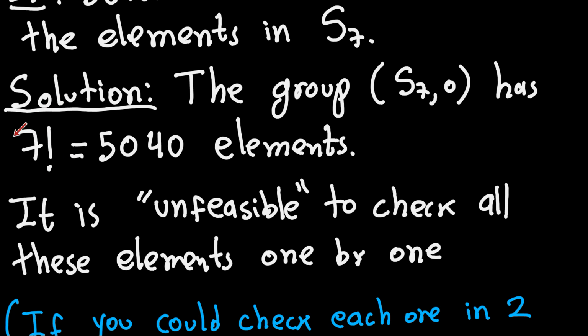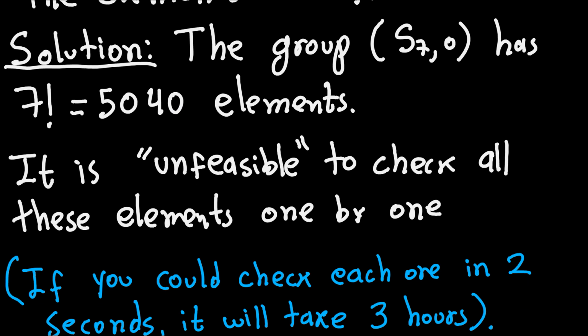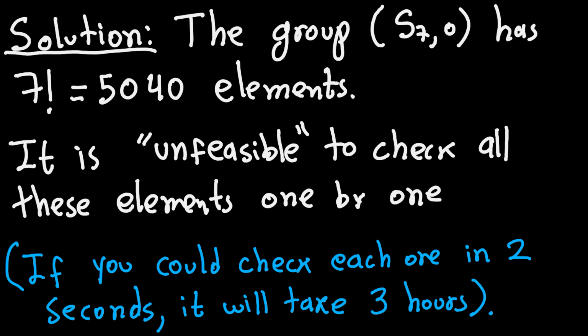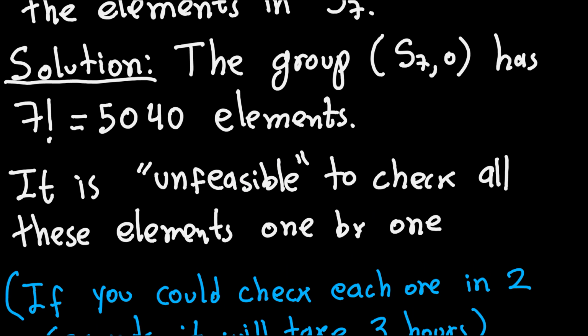And if you simplify this, it gives you this number here. So this group has this many elements. That's quite a lot of elements. It is unfeasible to check all these elements one by one. What I mean by unfeasible is, if we do this by hand, imagine having to check every single element of S7 and then find the order of that element. That would be unfeasible by hand.